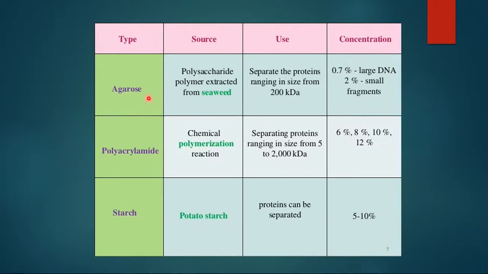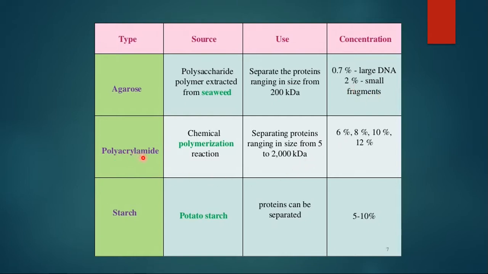And now what is the difference between these agarose, polyacrylamide and starch? Here are the sources. As I told you, agarose is from the seaweed. Okay, and it separates proteins ranging up to 2000 kilodaltons, and the concentration of the sample should be 0.7% for larger DNA and 2% for smaller fragments.